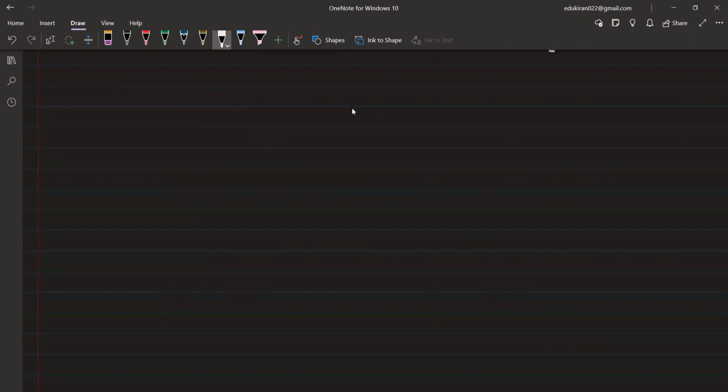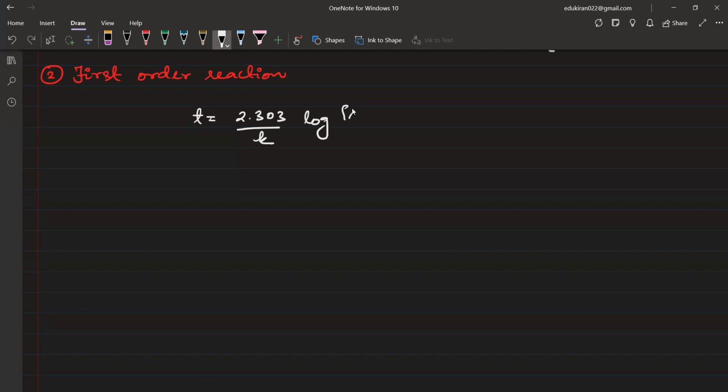Now we are going to look at the first order reaction. For first order reaction, I can write T is equal to 2.303 divided by K, sorry, divided by K, not R, log of A naught upon A. Then I can write, when time is equal to T half, the final concentration of reactant A will be equal to A naught by 2.